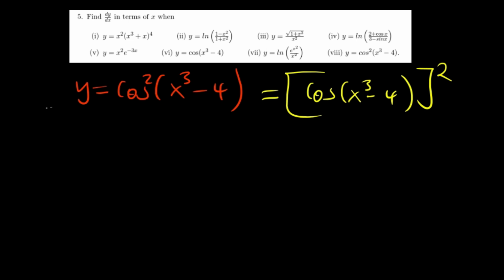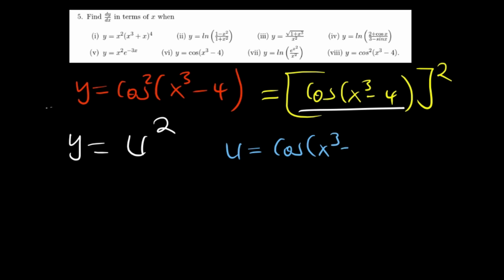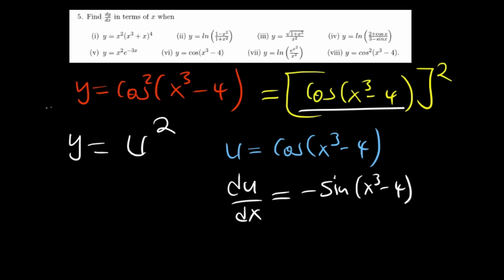With that understanding, we'll let our u be equal to whatever is in the bracket. So y is equal to u to the power 2. Now we know that our u is equal to cosine of x to the power 3 minus 4. So we can basically determine du dx there. What's the derivative of cosine? Negative sine. Multiply by the derivative of what is in the brackets, that's going to be 3x squared. If you simplify that, you're going to have negative 3x squared sine of x to the power 3 minus 4.